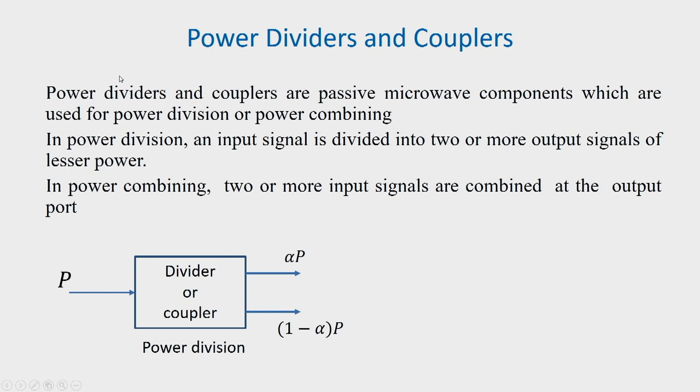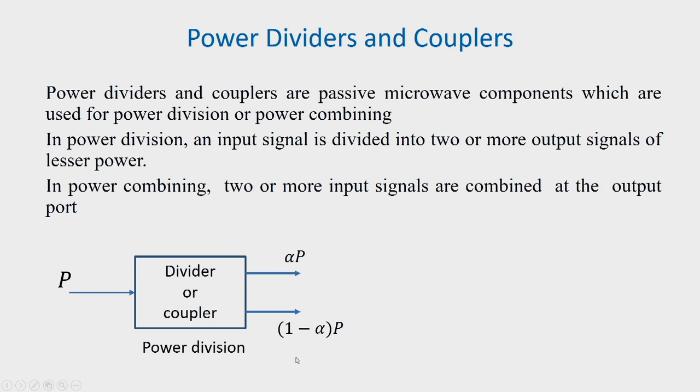So, we have a divider, we are showing only two output ports. In fact, the divider can have more than two output ports. Here the input power is P, and this power P is divided as alpha P and 1 minus alpha P. Alpha is less than 1. When alpha is equal to half, we get an equal power divider. Otherwise, we will get unequal power division.